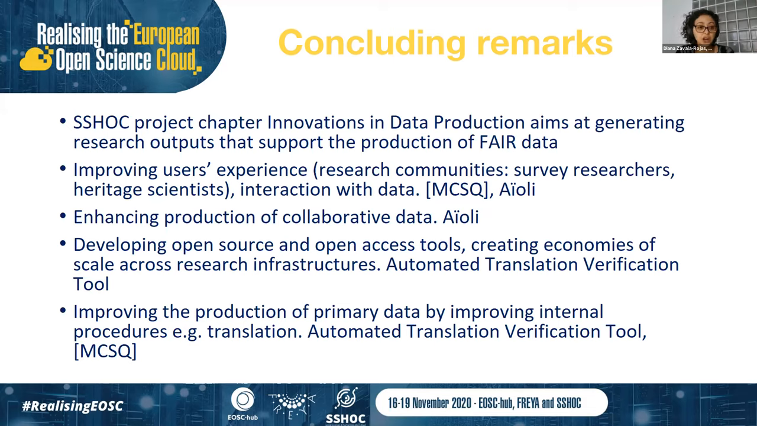This chapter of the SHOC aims at developing open source and open access tools, creating economies of scale across research infrastructures, such as the automated translation verification tool that may be useful for other SORI projects as well. And also improving the production of primary data, that is the SORI data, for instance, or the heritage data, by improving internal procedures. An example here would be the internal translation procedures, and that is the same with the automatic translation verification tool or the MCSQ. And with this slide, I close this session.